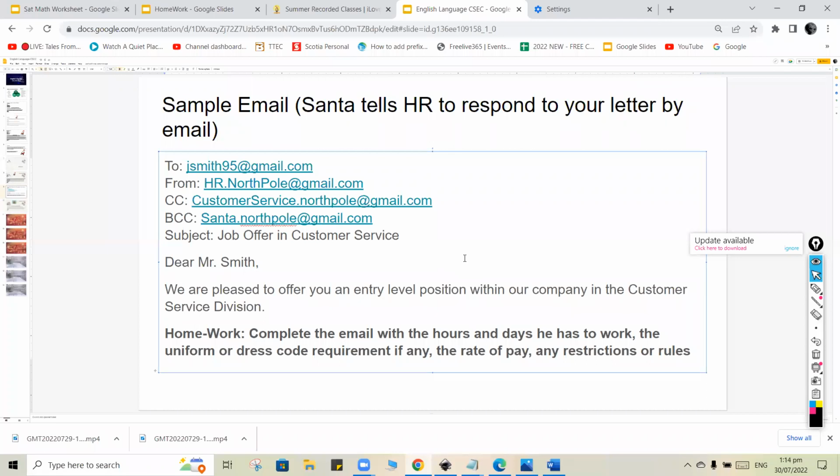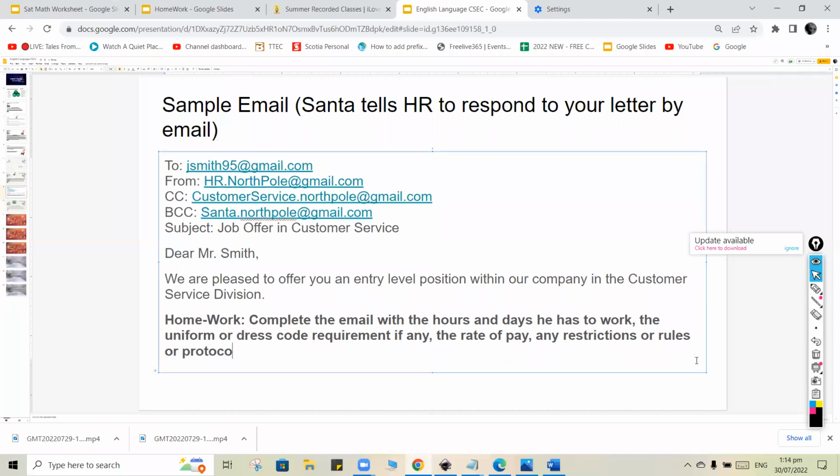Right, well, we have salary, so that will be how much money he's making, right? How many days of vacation, sick leave, right? Restrictions or rules or protocols. Okay. Now you don't have to put in everything. You could just pick and choose what you want, right? Anything else?